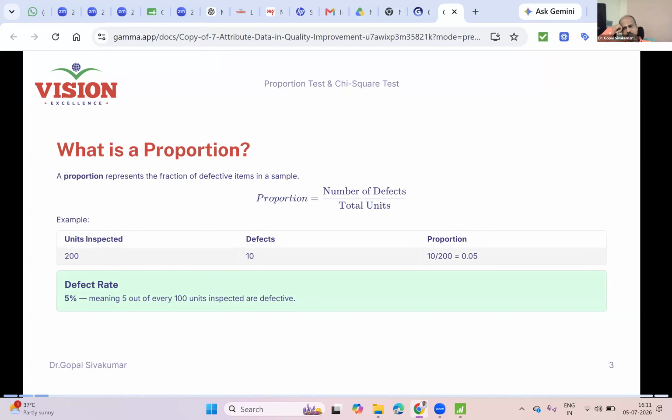So for attribute data, we perform a hypothesis test known as proportion test. First of all, proportion means the number observed divided by the total number. Suppose you produce 200 parts or you inspect 200 numbers. Out of the 200, you see 10 defects. That means the proportion defective is 10 by 200, which is 5%. Hope all of you understand now what proportion is.